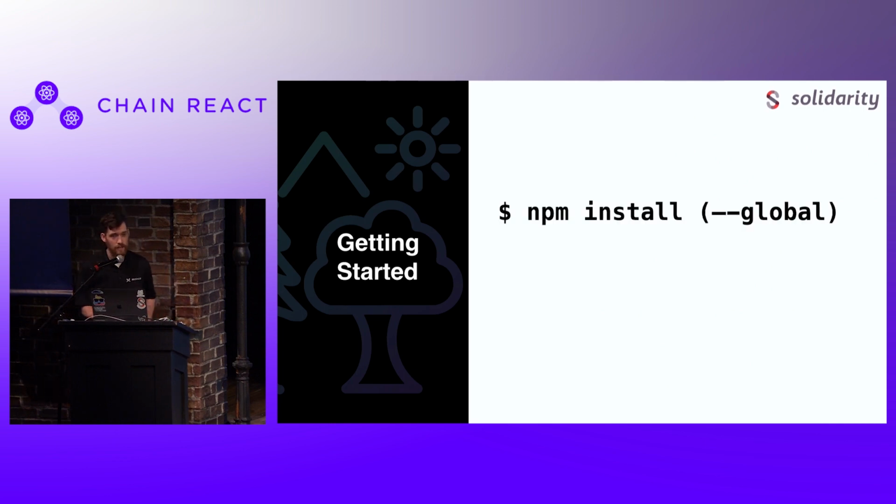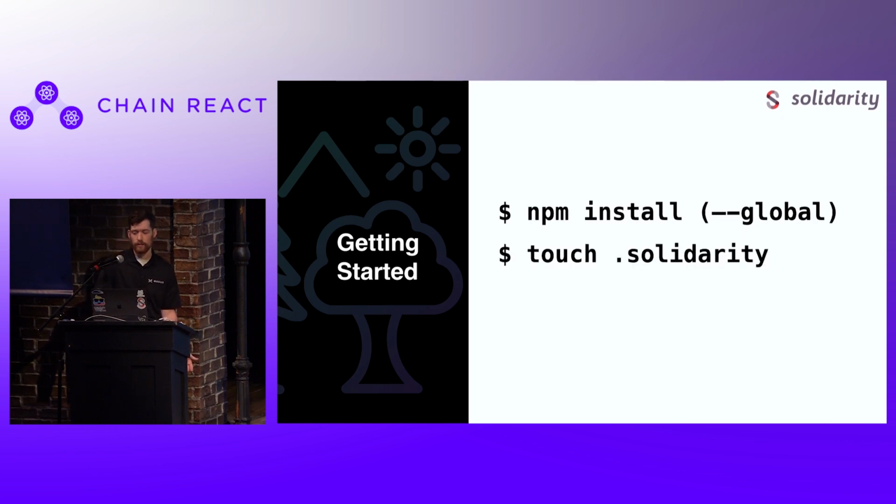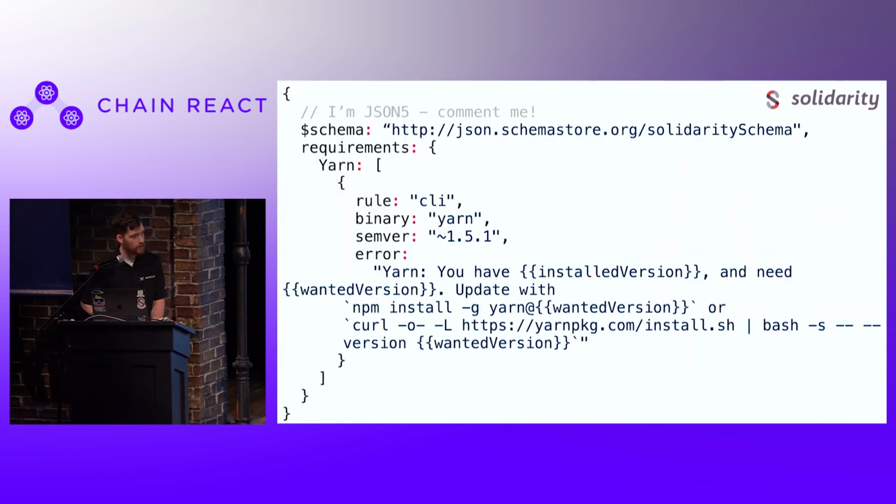So getting started with Solidarity is super easy. You npm install it either globally or in your project, create a .solidarity file, and run Solidarity. And all you have to do in your configuration file is add requirements. So say yarn, you tell it it's a CLI rule, you tell it which binary to call, and what semantic version number you're looking for. The best part about it is you can also configure the error message. So when inevitably one of your developers does not have the right version, you can actually tell it, you have this version, you really should have this version, here's a script to fix it.